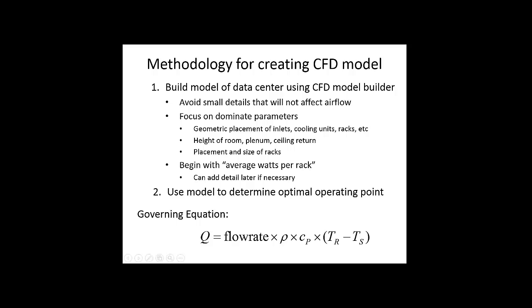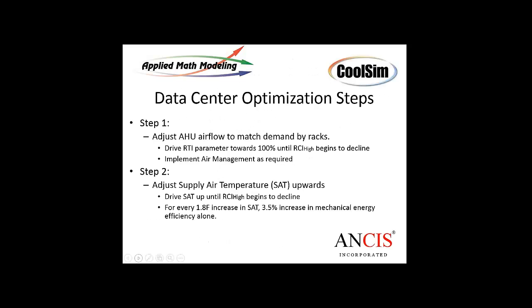The governing equation for all of this is the convective heat transfer equation shown here. It is heat transfer is mass flow rate times density times specific heat times delta T. The delta T is the return supply delta T. The same equation is the governing equation for the cooling unit as it is for the rack. And in particular, if the average delta T of the racks is equal to the average delta T of the air handler, then you have a balanced system. Your RTI is 100%.